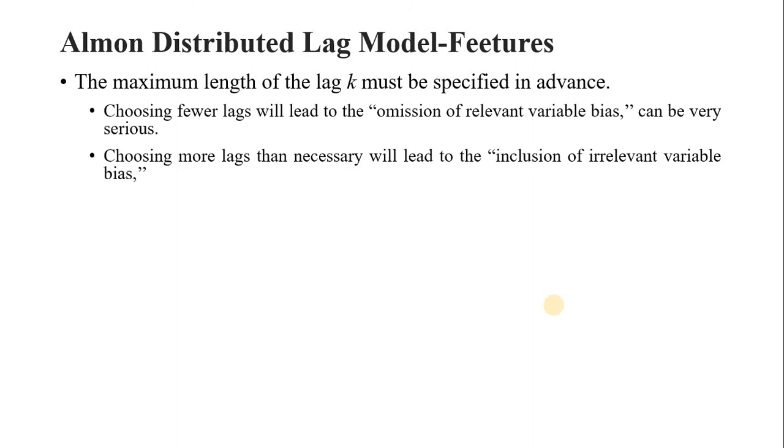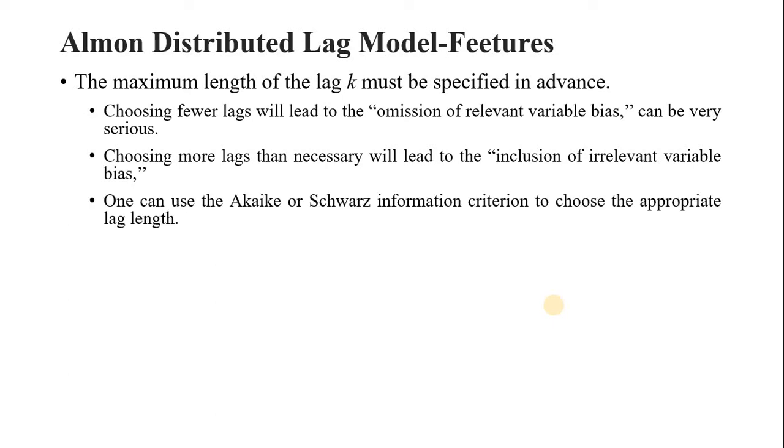But the problem is how we can specify the lag length. We have to specify the maximal lag length in advance. If we choose fewer lags, it will lead to the omission of a relevant variable, and if we choose more lags, it will lead to the inclusion of irrelevant variables. So selecting an appropriate lag is the most important problem in econometrics. There are certain methods to choose the appropriate lag based on your data, such as the Akaike information criterion (AIC), Schwarz information criterion, and Hannan-Quinn criterion. Based on these criteria, you can select the appropriate lag length.